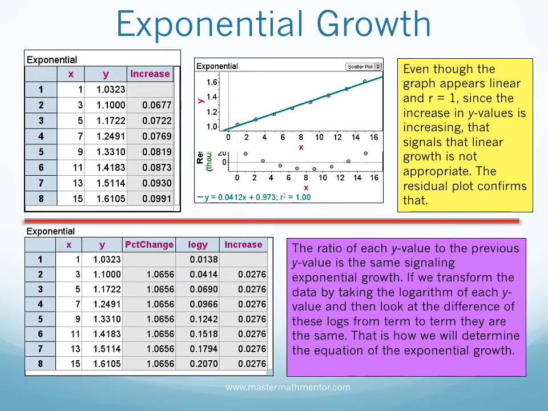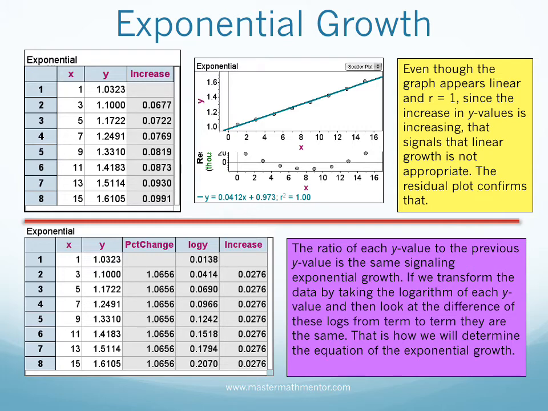We find the regression line and find that r equals 1. However, when we do an arithmetic analysis, we see that the increase from term to term is not constant, but increasing. This tells you that the data is curved, despite what your eyes tell you. This is confirmed by the residual plot, which shows a pattern. When we look at the percent change from term to term, the ratio of each y term to the previous y term, we see that they are the same. This tells you that we have exponential growth.